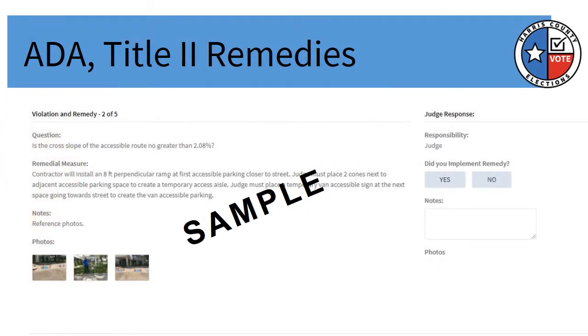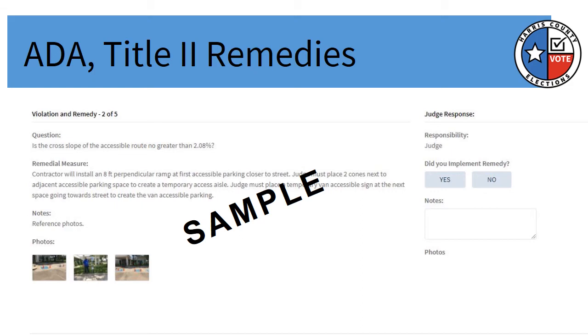The ADA checklist is part of the e-poll book, accessible through the main menu on the iPad. Specific to your vote center location, each screen of the checklist will identify a single remedy and who is responsible, either the judge or a vendor. If the remedies are substantial, like installing a temporary ramp, an outside vendor will deliver and install them.